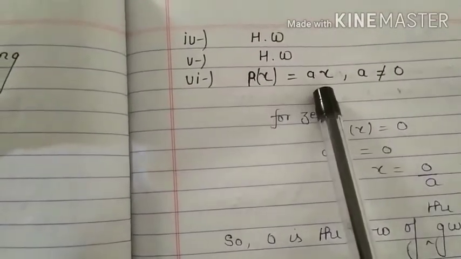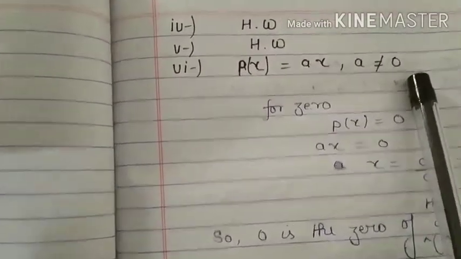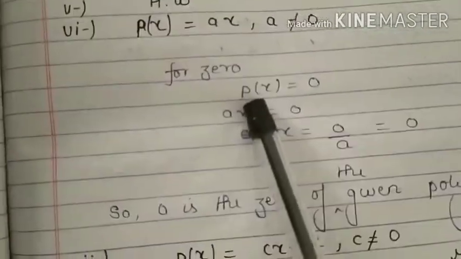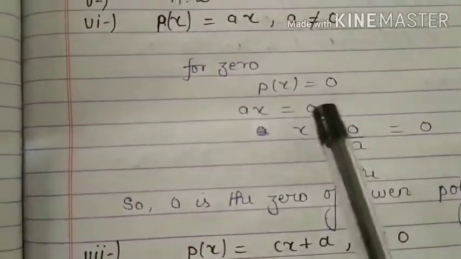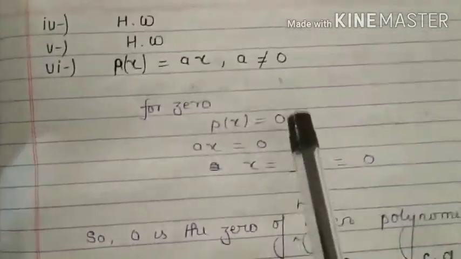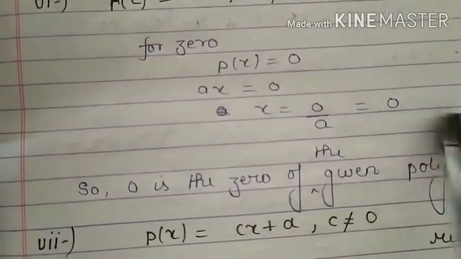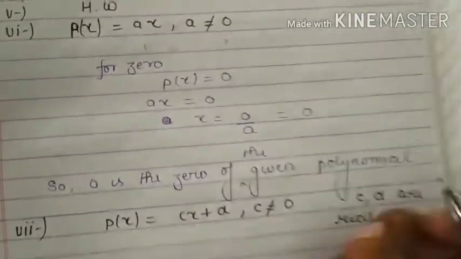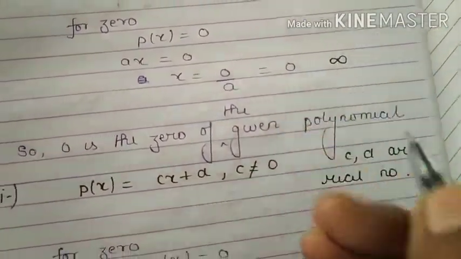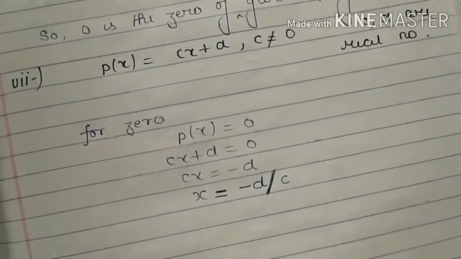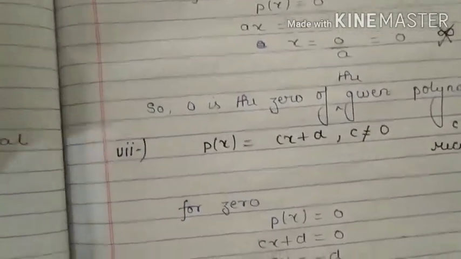Here we have p(x) equals ax, where a is not equal to 0. For the zero, we follow the similar procedure we followed in the last few questions. So p(x) equals 0, ax equals 0, so x equals 0 by a. But here a is not equal to 0, so we get x equals 0. If a equals 0, it becomes not defined. But here a is not equal to 0, so x equals 0.